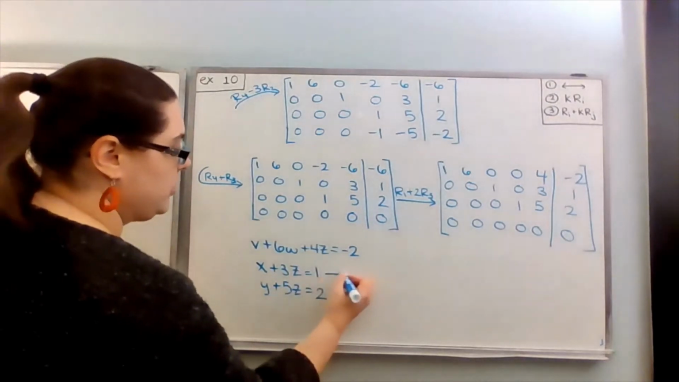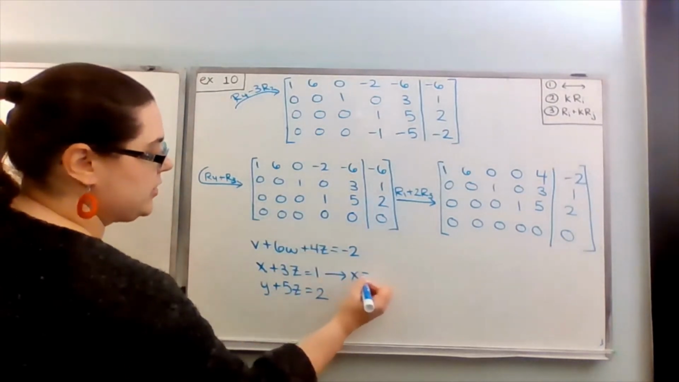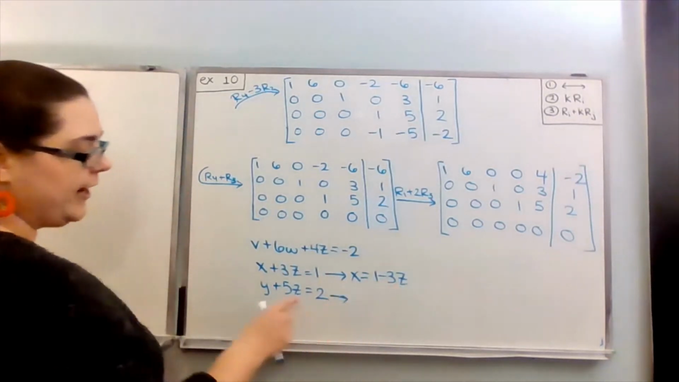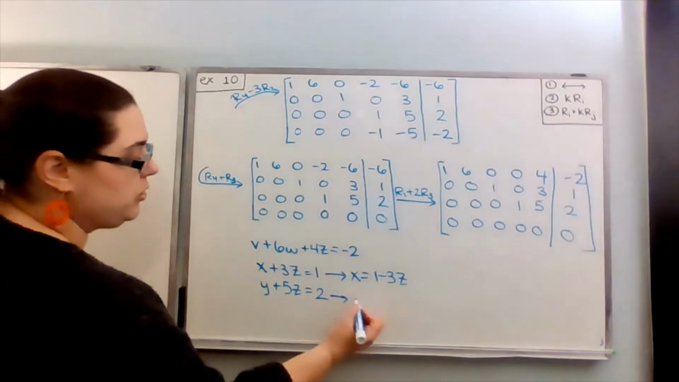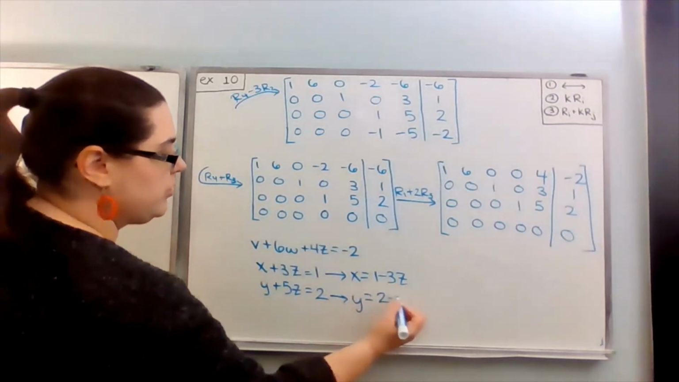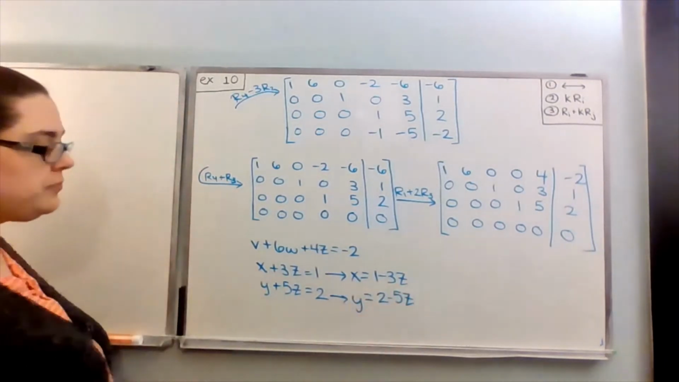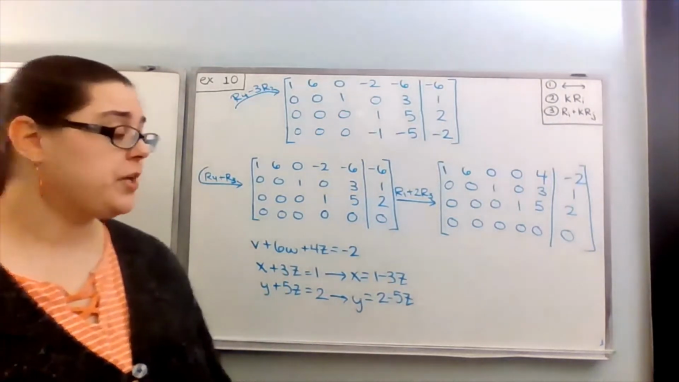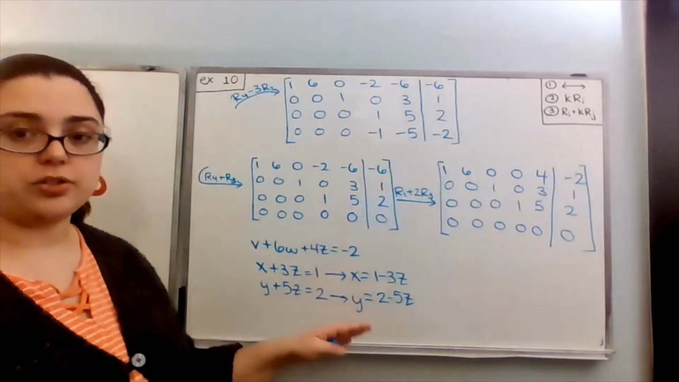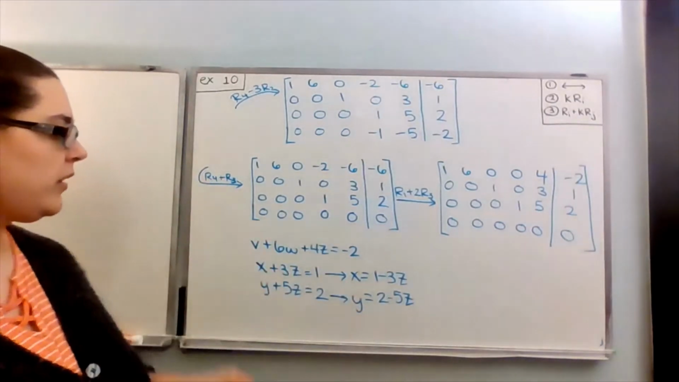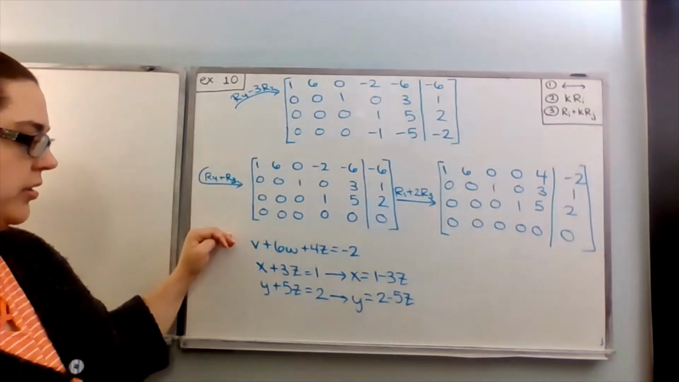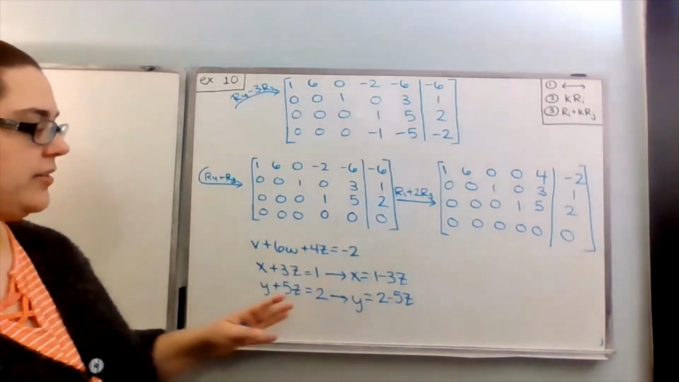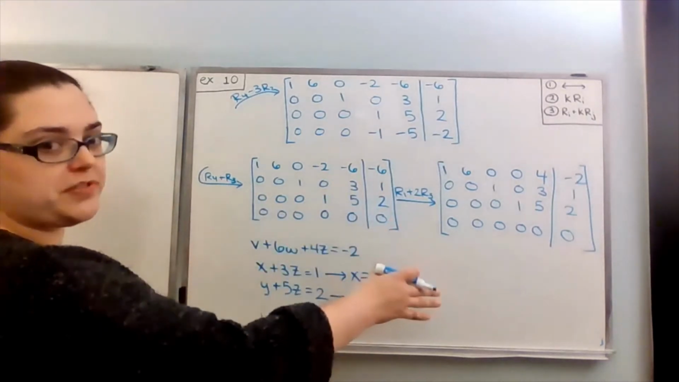This is going to become x is equal to 1 minus 3z. And then this equation is going to become y equals 2 minus 5z. So it looks like z is going to be one of our parameters because we were able to write x and y in terms of z. For this first row, I have a z, so I can move that over to the other side to get a start of something in terms of z.